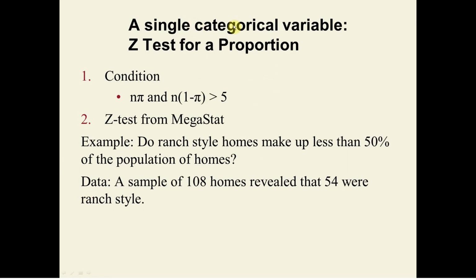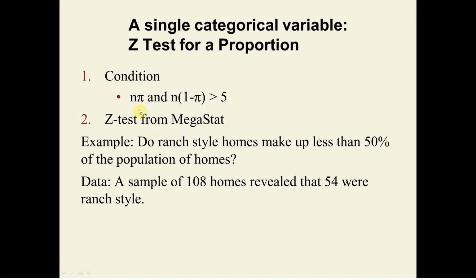Now let's consider categorical variables. If we have categorical variables, then what we're interested in is the population proportion. We want to know what proportion is in one category, and the opposite would be the proportion in the other category. So we would use the z-test for a proportion. You set up the hypothesis, except instead of mu, it would be for the population proportion pi.